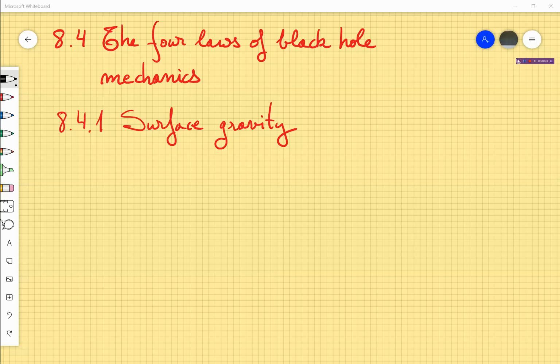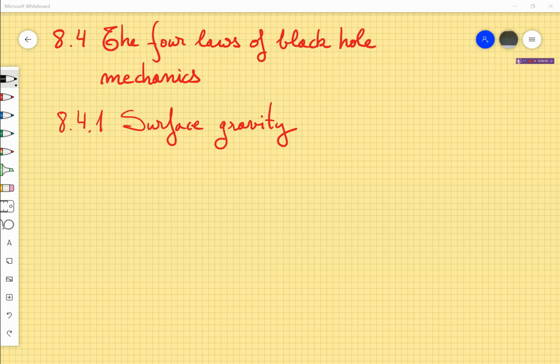In this video we are going to study the 4 laws of black hole mechanics. It is possible to establish an analogy between these 4 laws and the 4 laws of thermodynamics. The zeroth law of the constancy of the temperature across an object which is in thermodynamical equilibrium. The first law that tells you how the energy changes when other parameters change. The second law that tells you that the entropy always grows, and the third law that tells you that it is impossible to reach zero temperature by a finite number of steps.